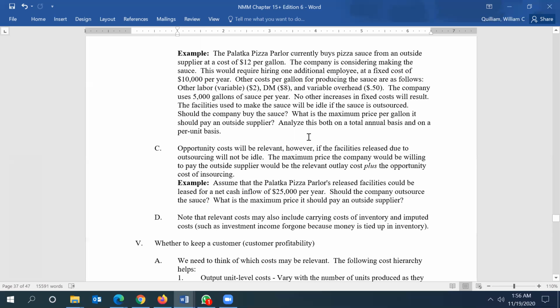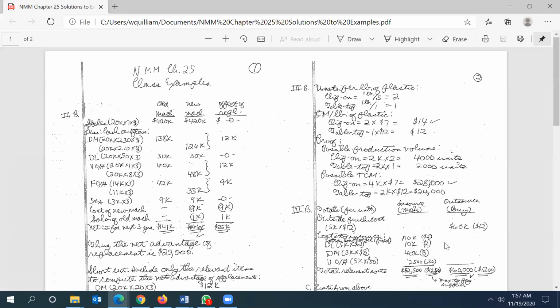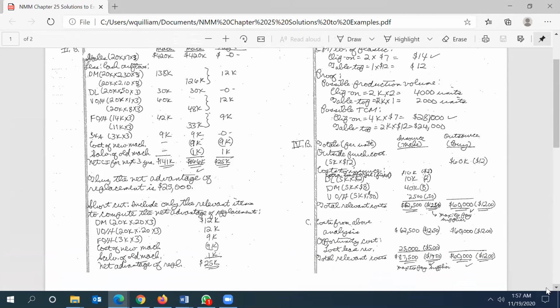We cannot get any extra revenue for them by letting someone else use it. Well, should the company buy the sauce or outsource it? What is the maximum price per gallon it should pay an outside supplier? I will analyze this for you on both a total dollar basis, total annual basis, and on a per unit basis. So for this, let me come back to the PDF. And I've got right here the solution. So I'm going to look at some totals and in parentheses some per unit amounts. I will have a column for insource or make and a column for outsource or buy.